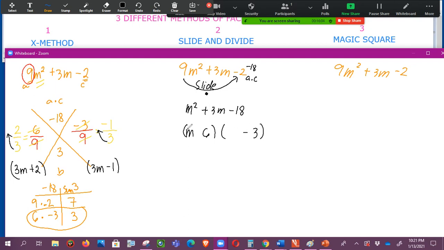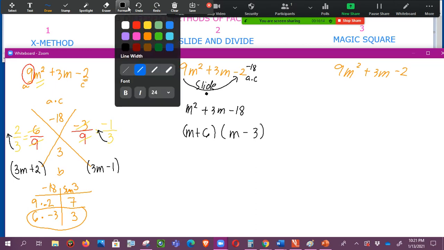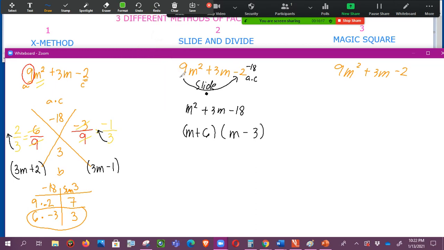So just write the variable. Now, you have an instant value of your factor. Then divide by whatever your A value is. So your A value is 9, so divided by 9, divided by 9. So 6 over 9 will give you m plus 2/3. The other one is m minus 1/3.